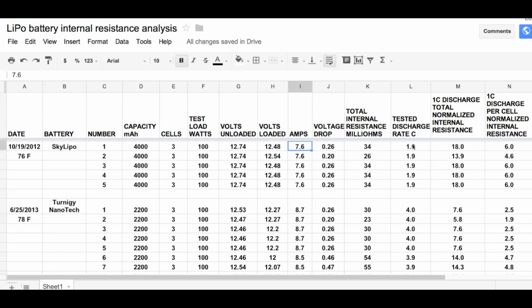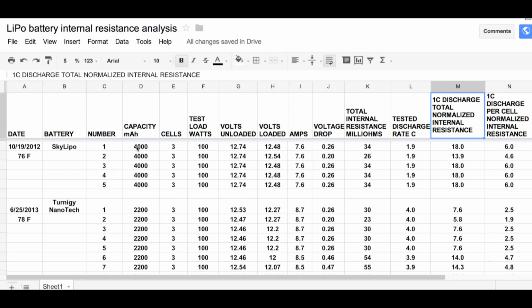These 4,000 milliamp hour packs tested with a 100 watt test load at approximately 7.6 amps is only 1.9C discharge rate. The same test load on a 2200 milliamp hour pack is actually a 4C discharge rate. So you can see this isn't exactly an apples to apples comparison between these two packs with the same test load. This column, the 1C discharge total normalized internal resistance, factors in the discharge rate as if it were done at 1C, so that you'll have a better comparison between packs of different capacities here.